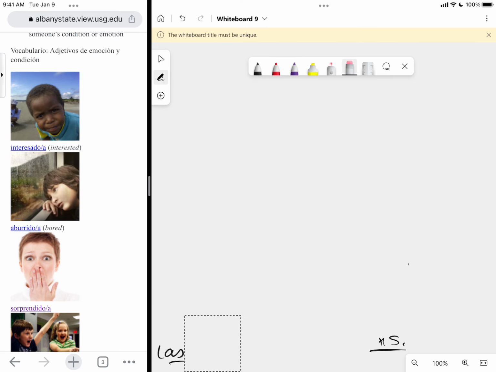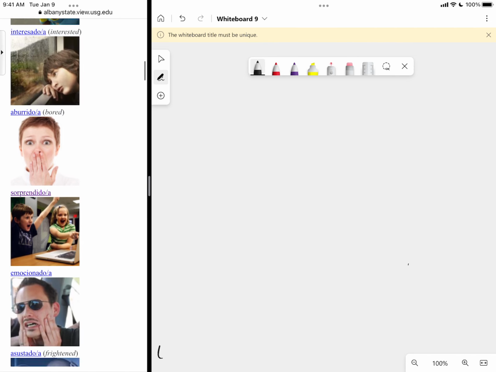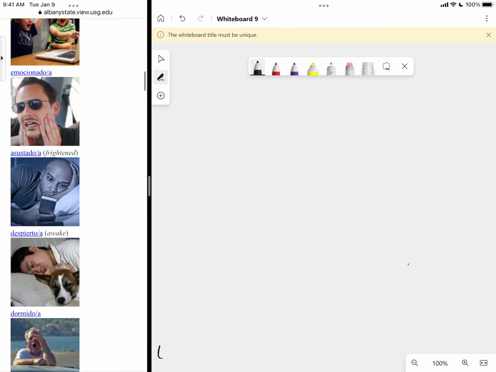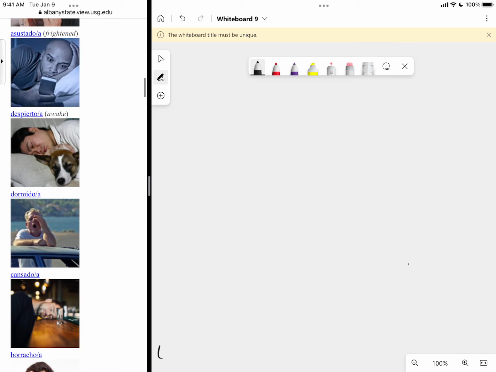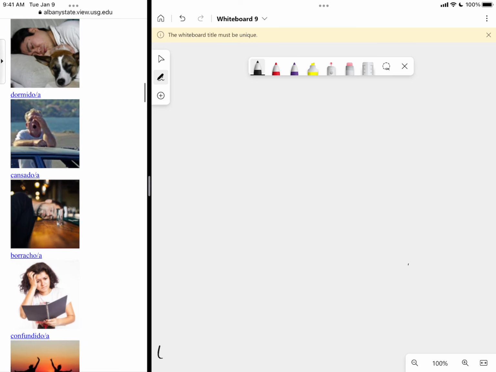So going on to our adjectives of emotion, let's take a look over here to the left side. There's a list of our adjectives. If you're in my class, you have access to this list. This is from open educational resources online. And oftentimes you'll see O/A. So for example, it says cansado, cansada. This means that the adjective is cansado, and if you're going to describe a girl, it's going to have to change to cansada. So let me give you an example.